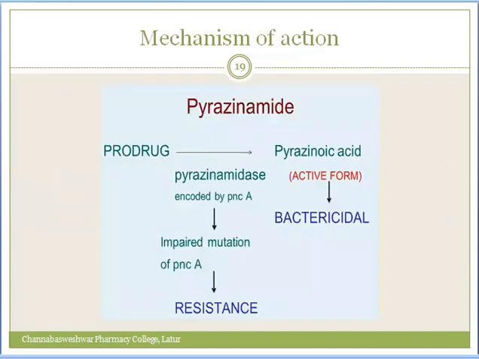Now we will discuss the mechanism of action of pyrazinamide. Pyrazinamide again acts as a prodrug. It is encoded by the PNCA gene, and the enzyme pyrazinamidase converts pyrazinamide into pyrazinoic acid, which is the active form, and that pyrazinoic acid shows a bactericidal effect. So this is in short the mechanism of action of pyrazinamide.